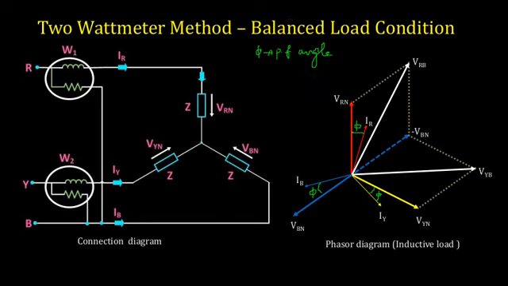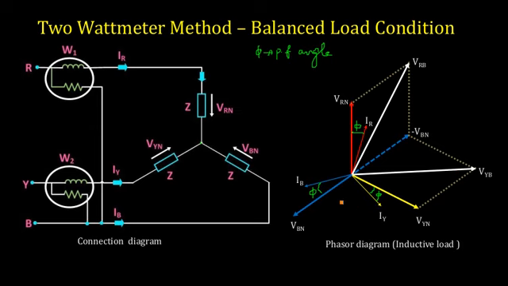Now what happens? We need to find out what is the voltage that is coming across this pressure coil, VRB. How will you get VRB? So we have marked VRB here. We have VRN, or VR here, and minus VB. So VRB will be VR minus VB. So this will be VRB. Similarly, we need to get VYB for wattmeter W2. So that is VY minus VB, that will be VYB.